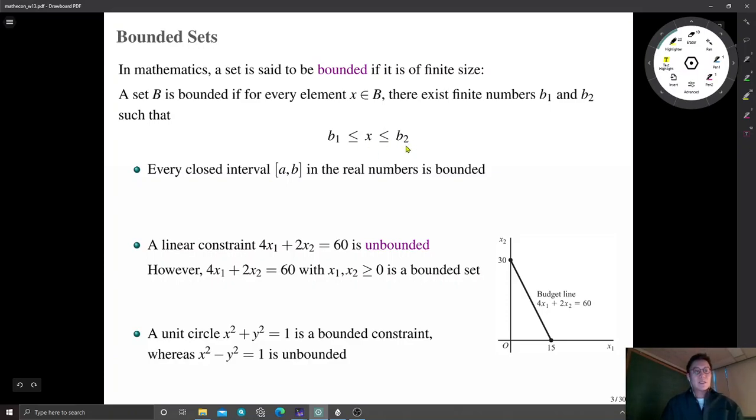One standard example of a bounded set is the closed interval in the real numbers. The interval from a to b is a bounded interval because every element in this set is bounded below by a and bounded above by b. Bounded below and above by two finite numbers, so it is a bounded set. There's not much I have to explain for this closed interval.